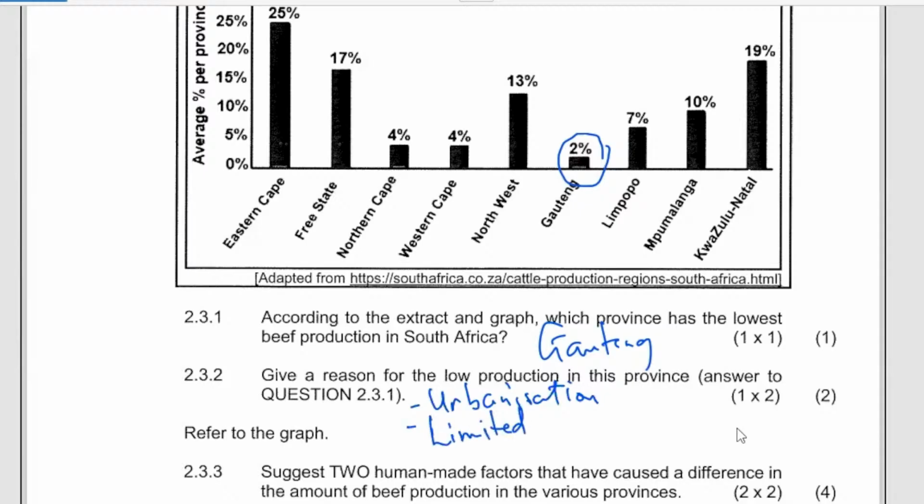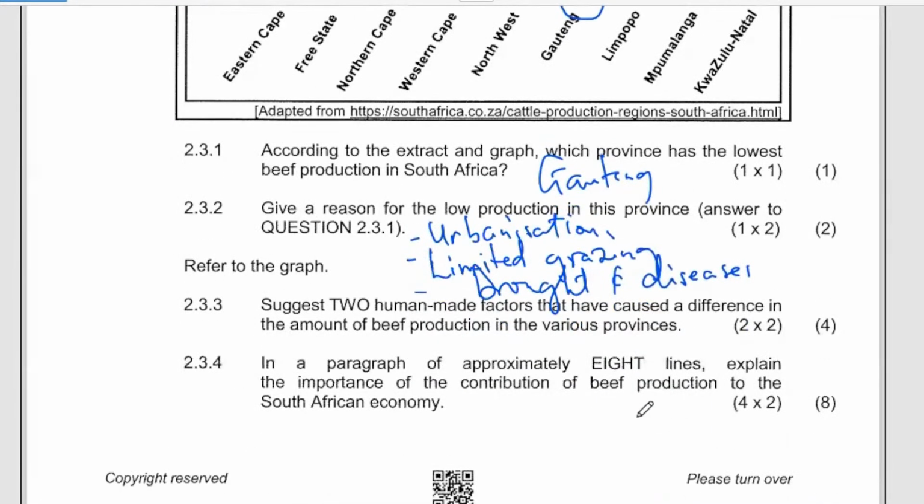Also, you can talk of it being a highly populated province in the country. It also implies that there's limited grazing space, and hence we cannot keep very large herds. It's highly populated, and there's no space to use for extensive grazing. Then we can also talk of other factors like drought. It's very prone to drought in some instances, and also prevalent diseases like foot and mouth. They are common, and hence it gives a limitation to production.